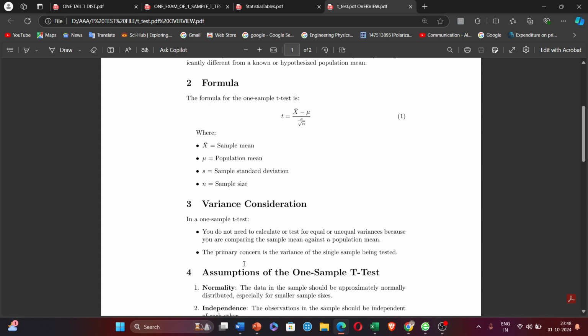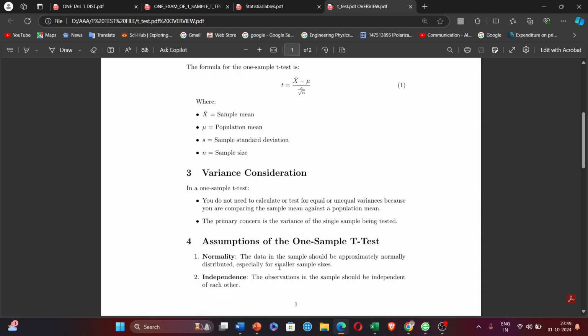Now, for an independent t-test we have to go for equal variance or unequal variance. But in a one-sample t-test we do not need to calculate any test for equal or unequal variance. You need not go for a distribution table, no need to check it, no need to confirm or compare anything. So basically the one-sample t-test is very easy. The primary concern is that the variance of a single sample is tested.